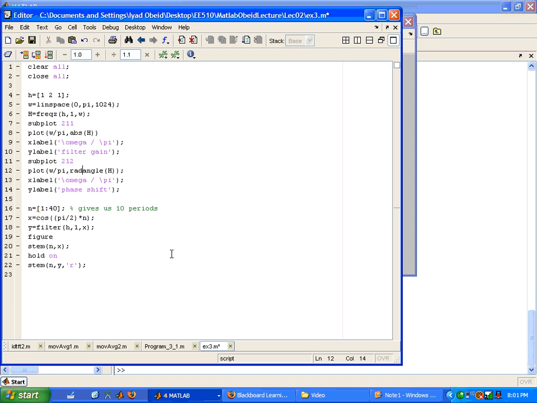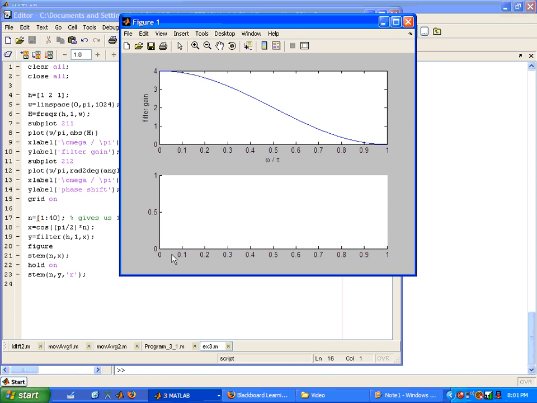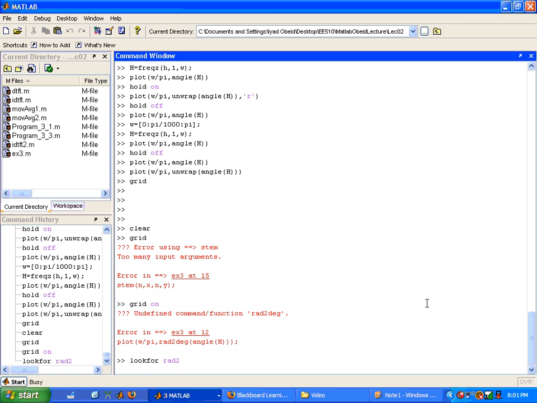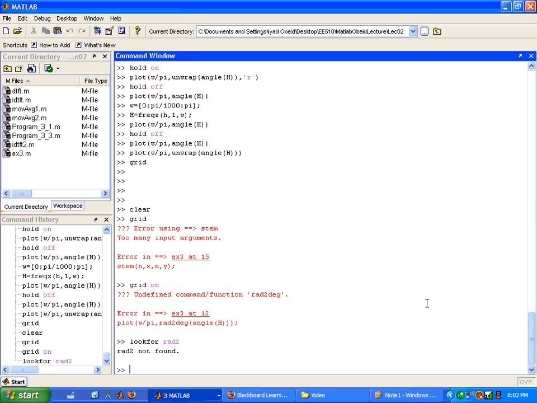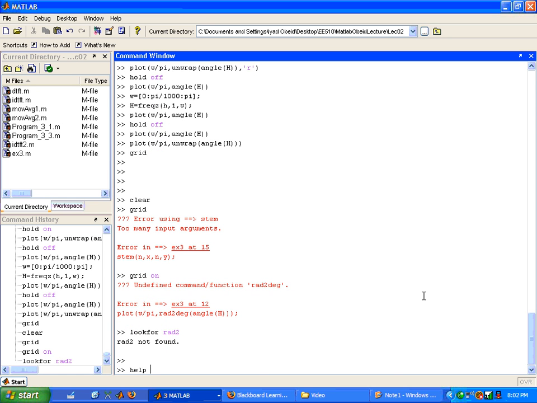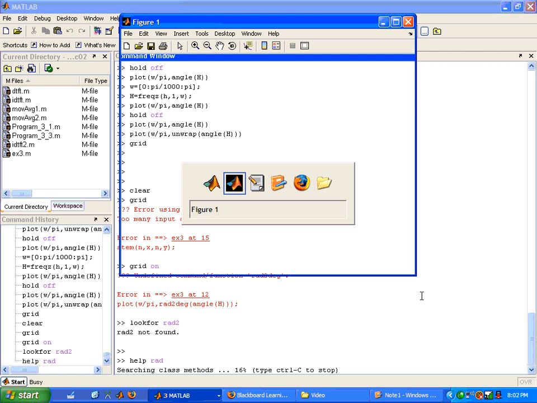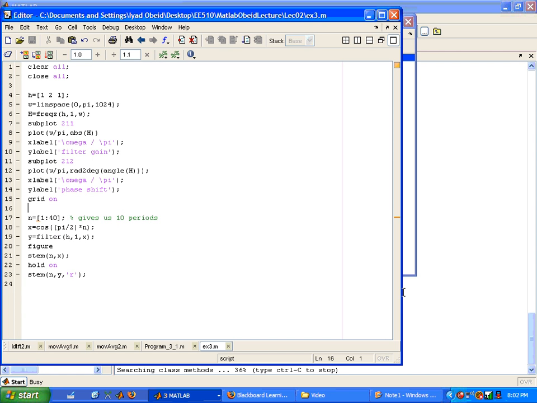Let's do this. Let's do rad to degree. I think that works. I think that's actually a command. Let's run that again and see if it likes that. Nope, that's not a function. I think I know what the function is. So help rad. Okay, it looks like we might just have to suck it up and deal with it in radians.